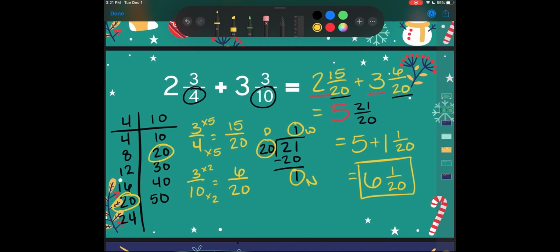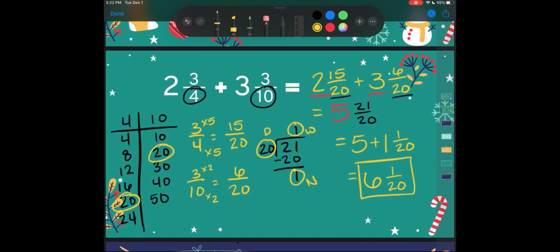So I know it seems like a lot of steps, but we have done absolutely everything in this, right? We've added fractions. We know how to add whole numbers. We know how to convert between improper fractions and mixed numbers. And then we just put it back together. And that is all we are doing.